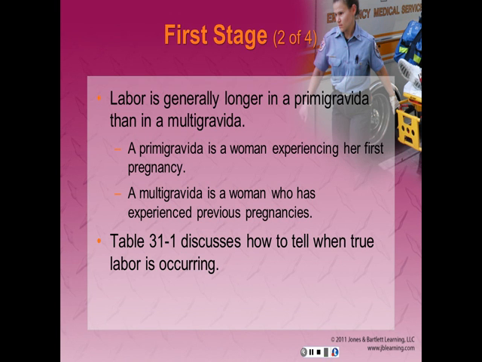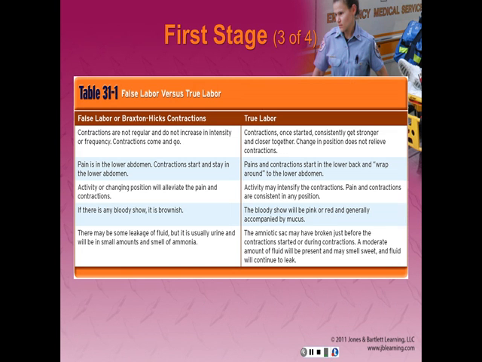Table 31-1 discusses how to tell when true labor is occurring. A woman may experience preterm or false labor, or Braxton Hicks contractions. You should provide transport for the patient, and if it is true labor, you may need to prepare for delivery. So as I said, this table gives a great comparison of false or Braxton Hicks contractions versus true labor, and it's a great study guide. Please use it.